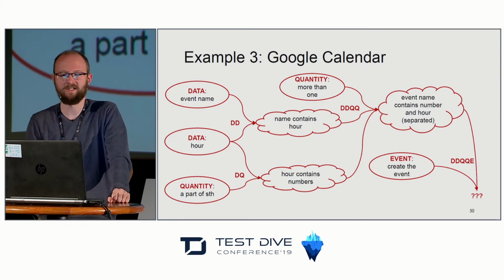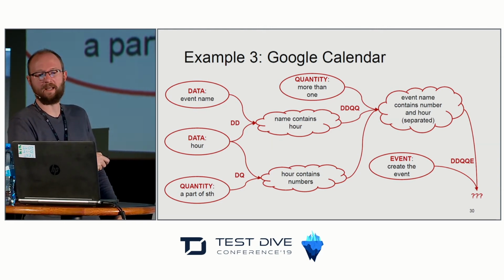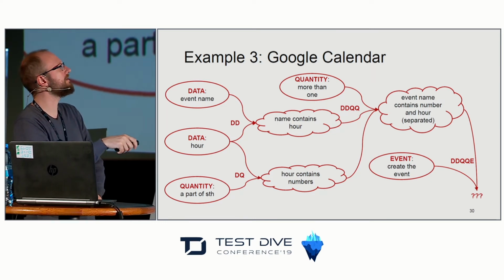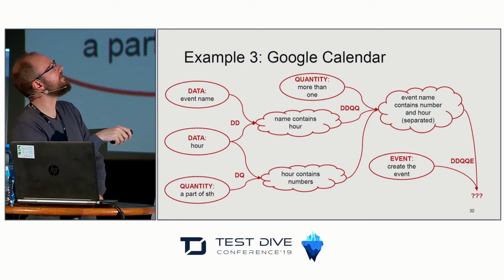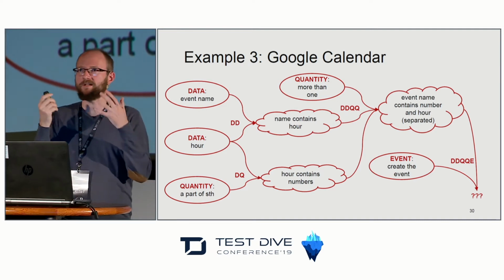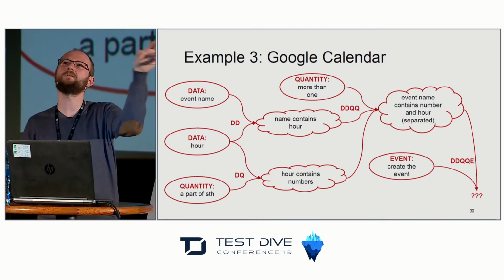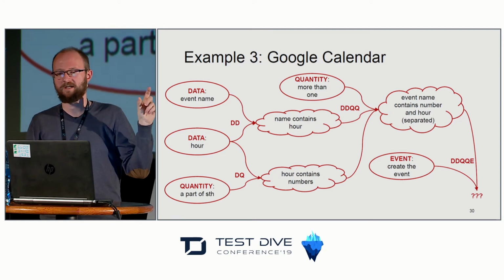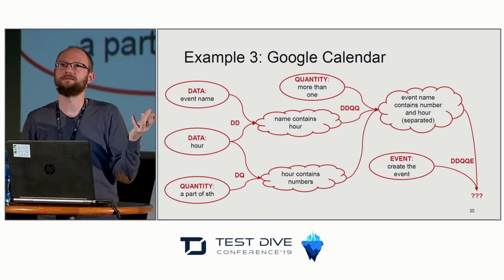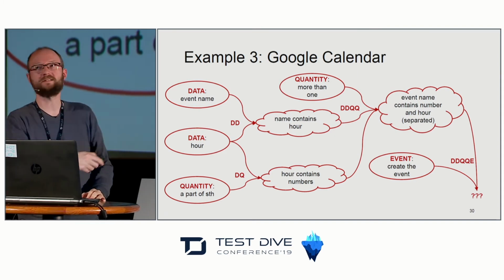When we combine event name with hour, then we have data combination, name that contains hour, that's quite obvious. When we have hour and quantity, which is like a part of something, then we can have this idea that this hour contains numbers. And when you combine these two with quantity more than one, we can imagine, it's the creative part of this whole process, the situation that we have in the string the title of the event, the hour, and some other number. And then we can create such an event and see what happens.